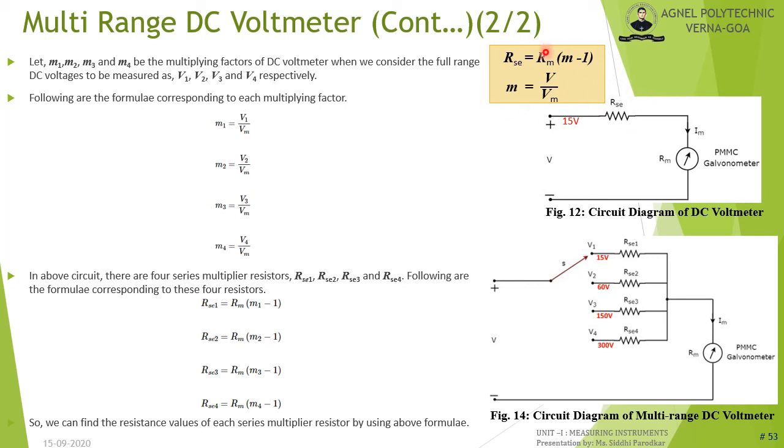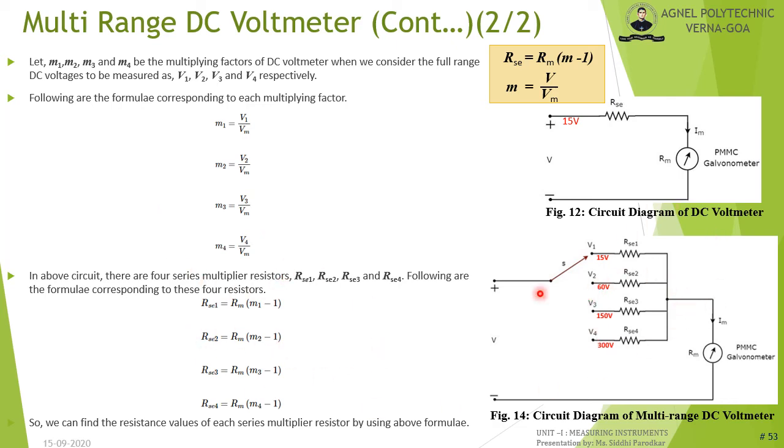Using the same analogy, we can find M1 as V1 upon Vm. That is, when the switch is connected at position V1, that is to RSE1, the M1 or multiplying factor is given as V1, that is full range DC voltage corresponding to this position, divided by the voltage drop across the PMMC galvanometer. With this value of M1, we can find the corresponding value of RSE1 or series multiplier resistor 1 as RSE1 equal to Rm into M1 minus 1. Similarly, now we can find the values for M2, M3 and M4 and use these values to find the corresponding values of their resistances.